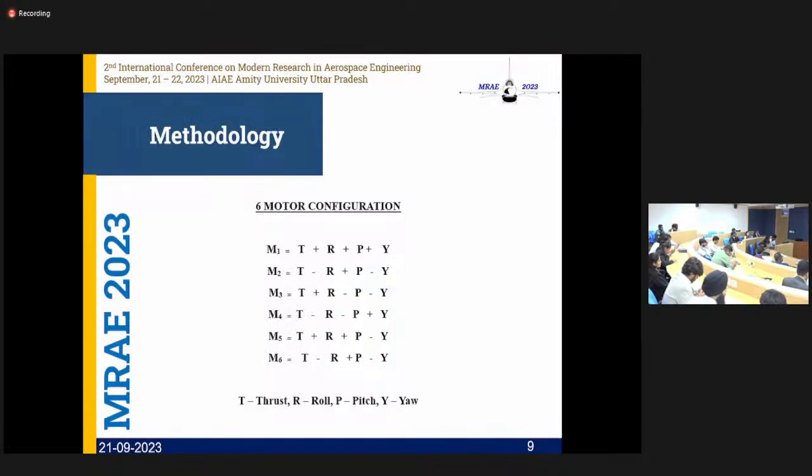This is the 6-motor configuration. For each and every motor, we have done an addition and subtraction where thrust, roll, pitch, and yaw, the different motions of a UAV, can be represented, and it can employ stable flight as well as higher altitude cruising.